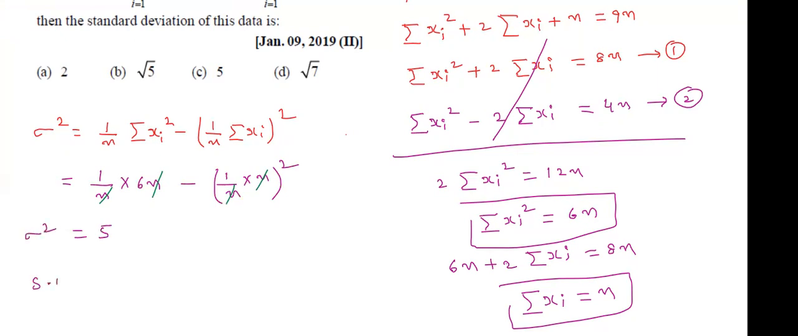But they're asking for the standard deviation. That means sigma, which is equal to root 5. So which option is correct, students? B, the second option, is correct. This is also a different model. Okay. I think all of you understood now. Thank you.